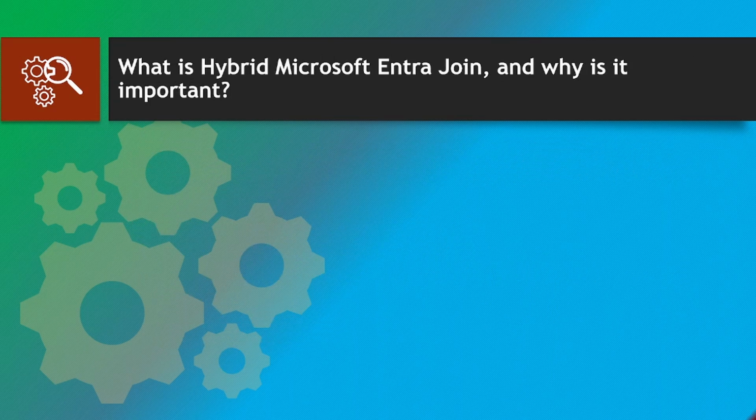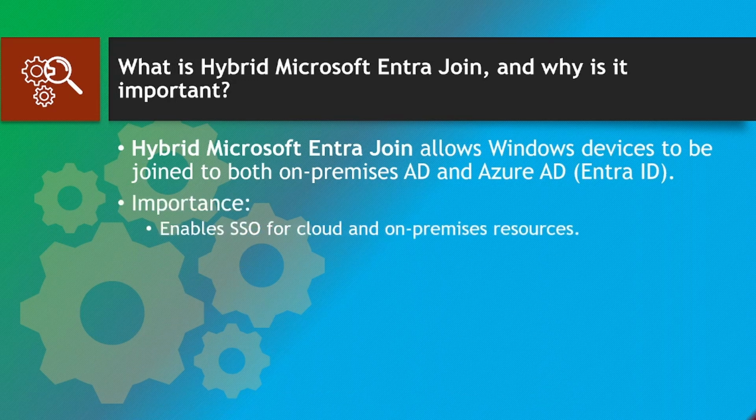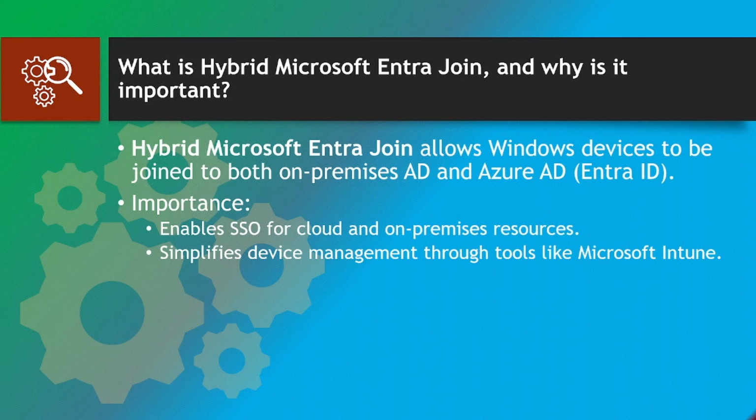Now, the next one. What is hybrid Microsoft Entra join and why is it important? Hybrid Microsoft Entra join allows Windows devices to be joined to both on-premises AD and Azure AD, which is Entra ID. Why it is important: it enables SSO for cloud and on-premises resources. We can enable SSO for both environments. It simplifies device management through tools like Microsoft Intune and supports conditional access policy. So these are the benefits we have with Microsoft Entra join.